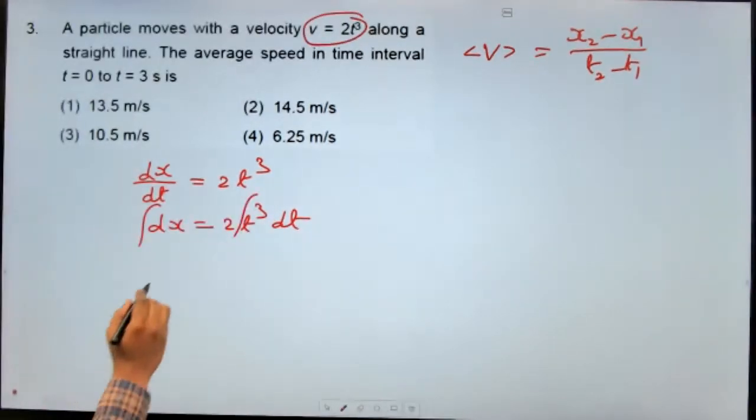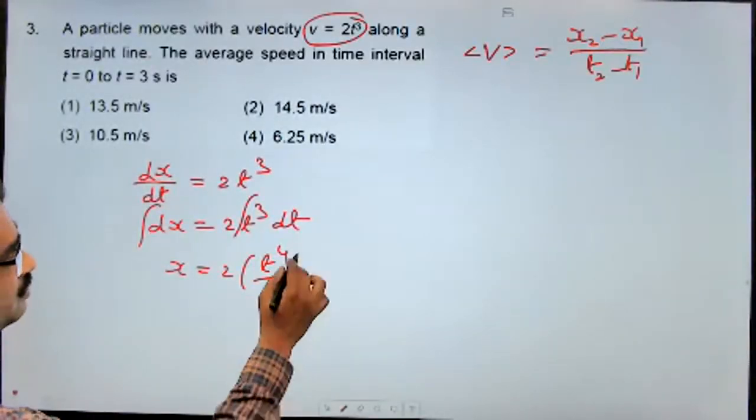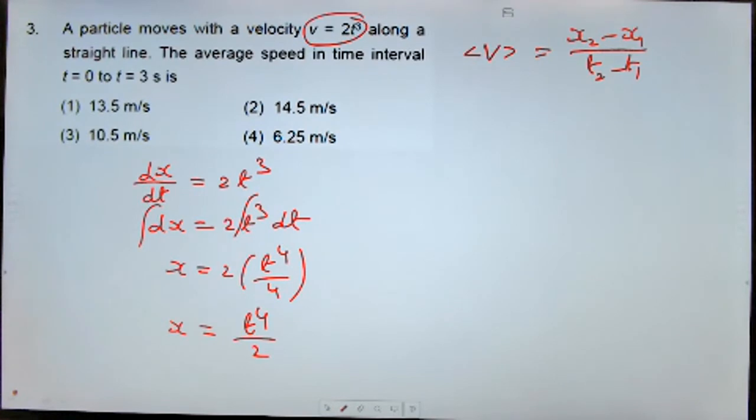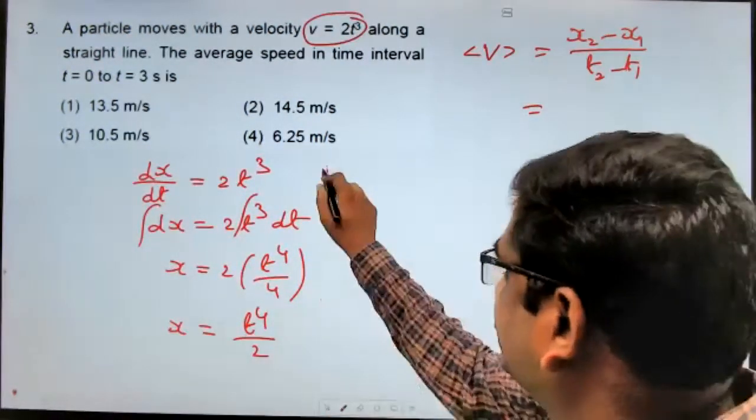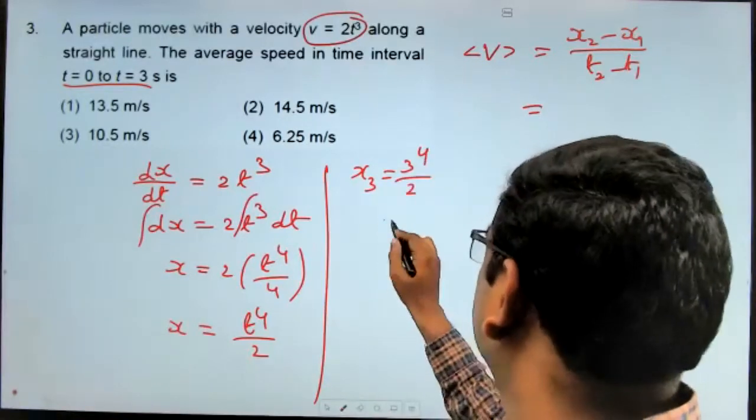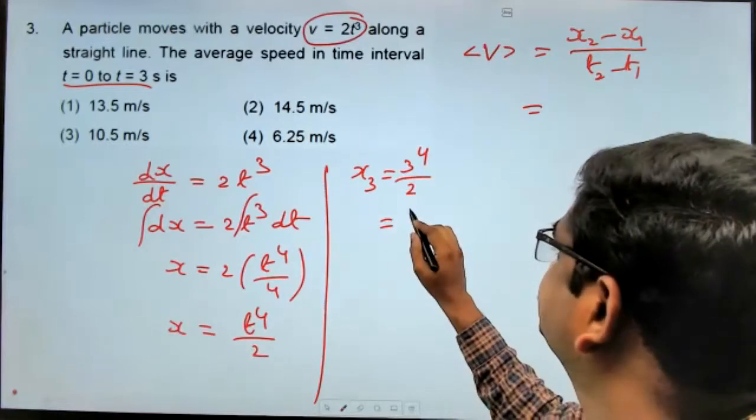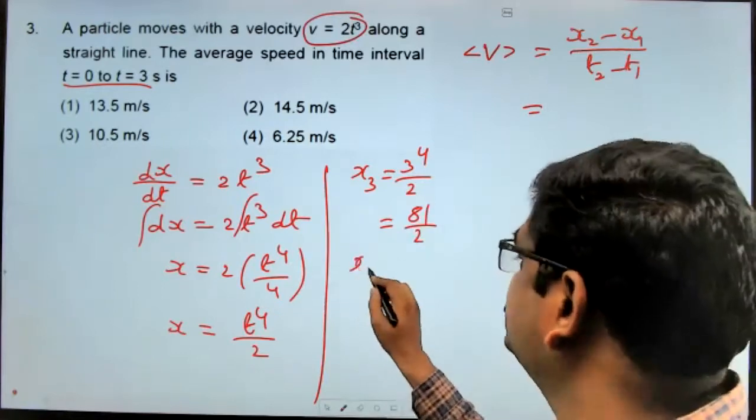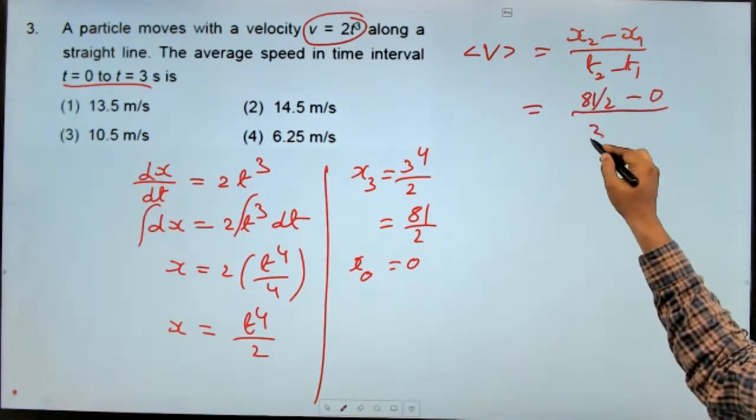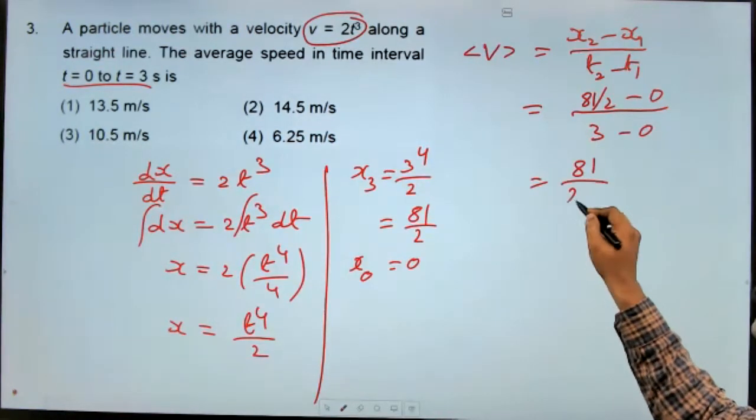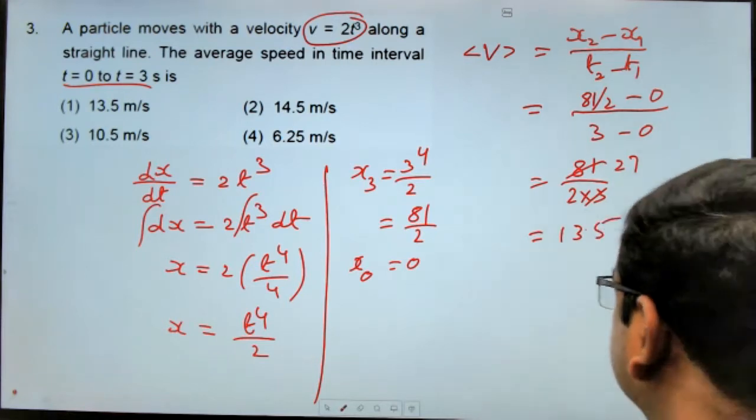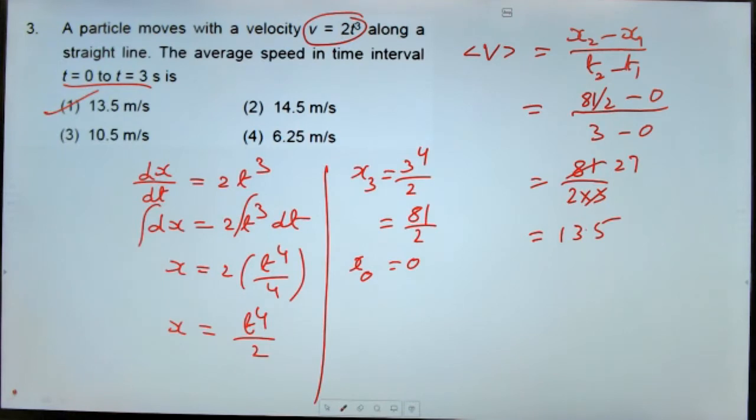Now integrate on both sides. Then x equal to 2 into t power 4 by 4, that is x equal to t power 4 by 2. This is the position at any time t. Now substitute the values. Position at t equal to 0, position at t equal to 3. Let it be x3. x3 equal to 3 power 4 by 2. 3 power 4 means 81 by 2. So x0 equal to 0. Now substitute: 81 by 2 minus 0 by 3 minus 0. 81 by 2 into 3, so 27 by 2, that is 13.5. 13.5 meter per second is the answer. Direct substitution.